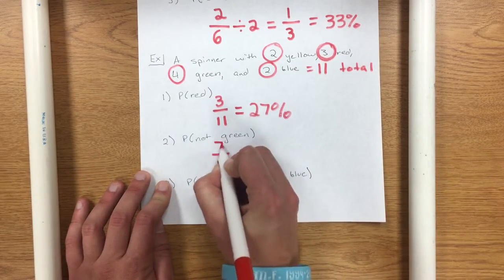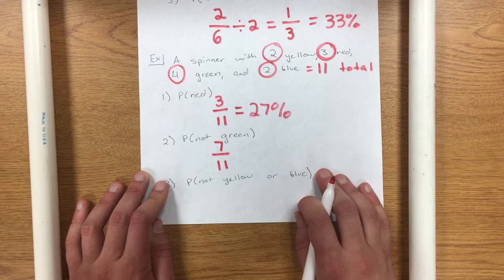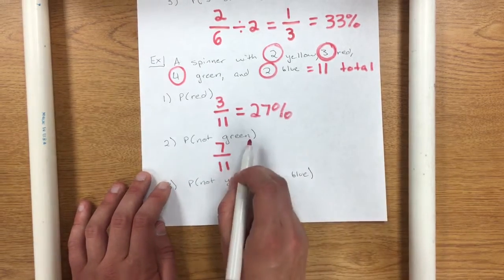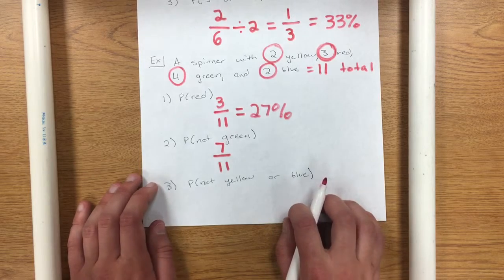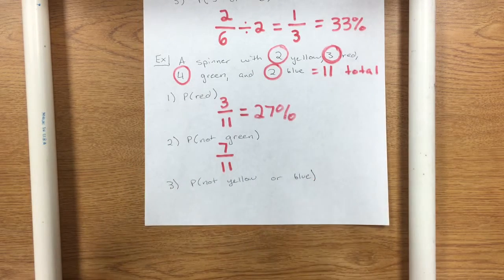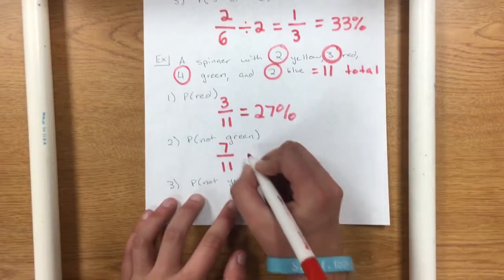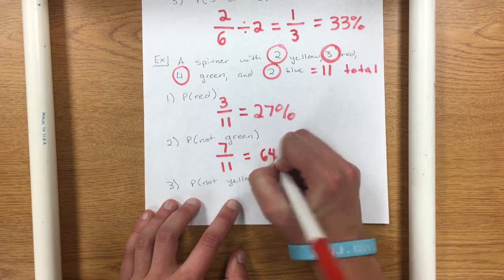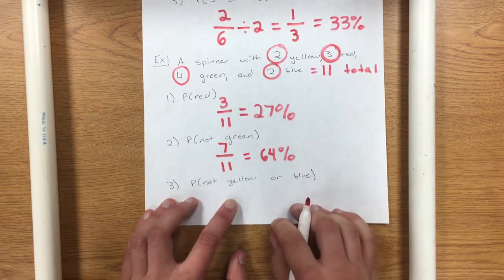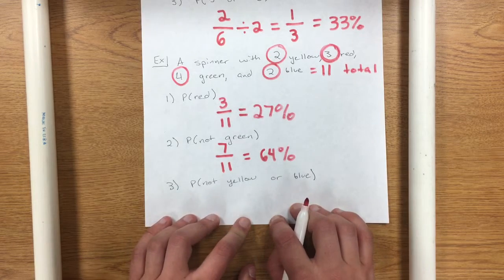So that's going to go on top because that is our number of outcomes that are not green. Can 7 over 11 be simplified? No. So go ahead and find 7 over 11 as a percent. What'd you get? 64%. So our probability of not getting green is 64%.